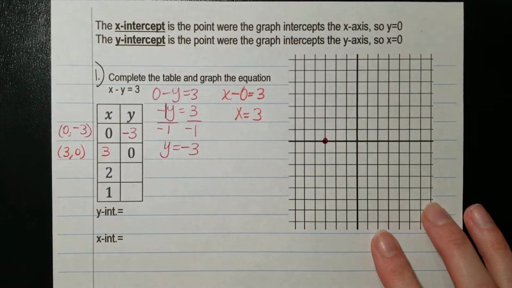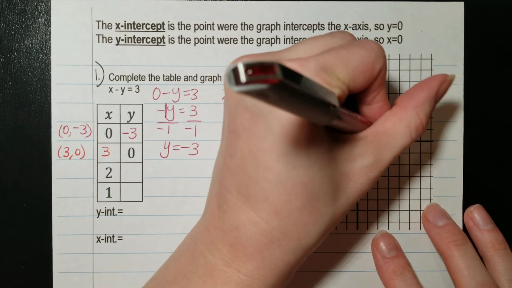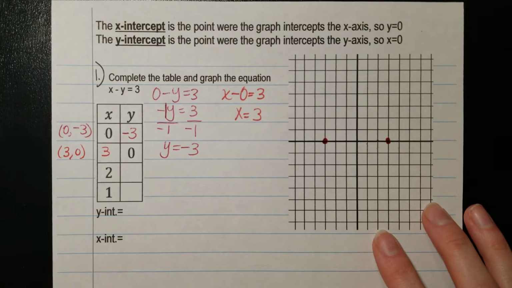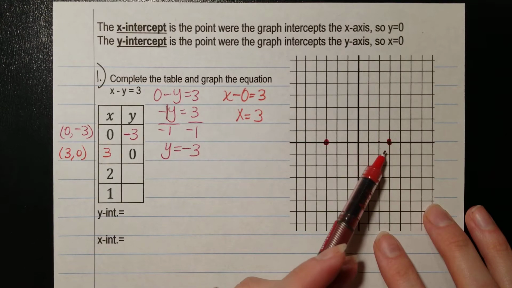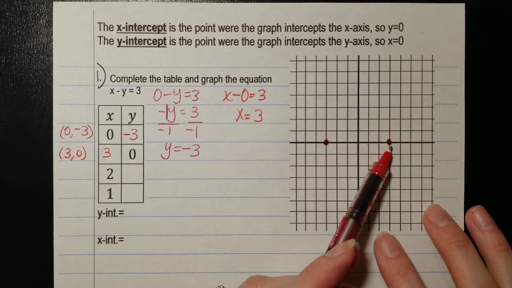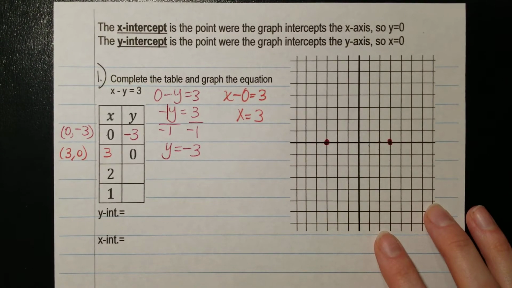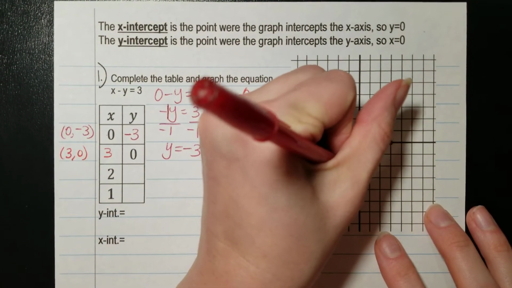I just realized I plotted the first point wrong. Whoops. Should have got me some white out. Oh well. Let's see. All right, so 3, 0 is right there. 0, negative 3 should be here.